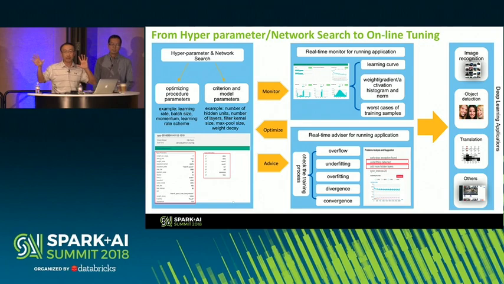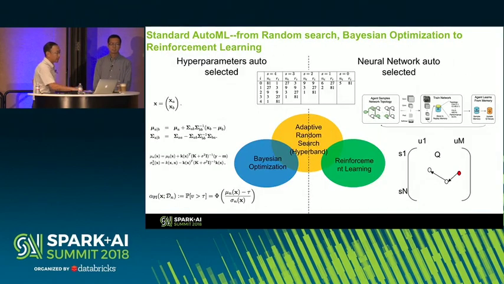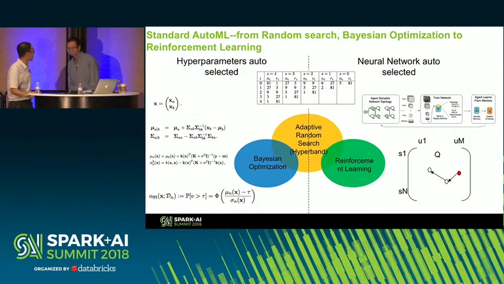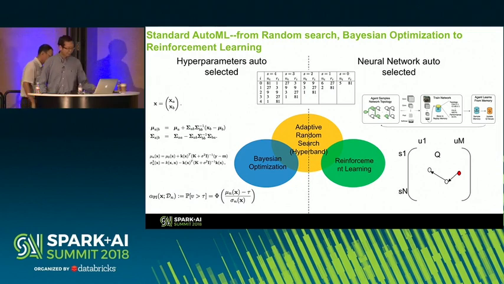So those are the two dimensions: the batch way of hyperparameter search and network search, and then interactive tuning during the training process. I will hand over to Chao to talk about hyperparameter search and the network search. Thank you.